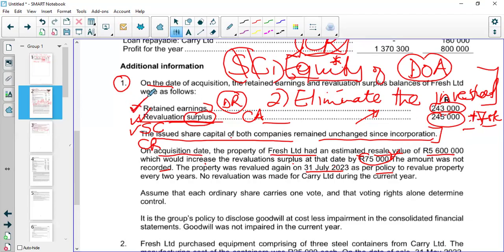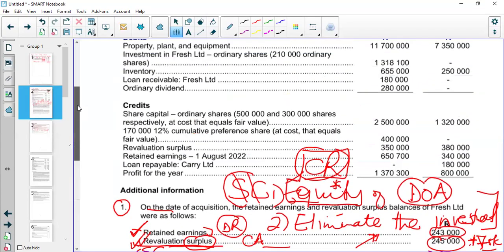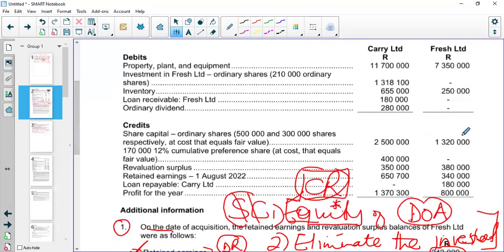Right? So that's it: debit retained earnings, debit revaluation surplus, debit share capital of the subsidiary, right? So the share capital of the subsidiary is 1,320. We need to debit that. And then we go to the investment in subsidiary.